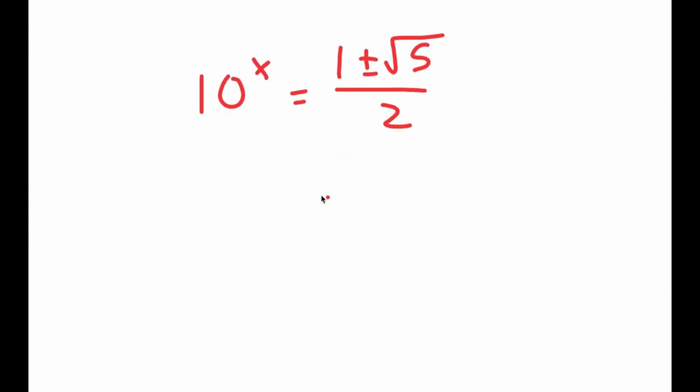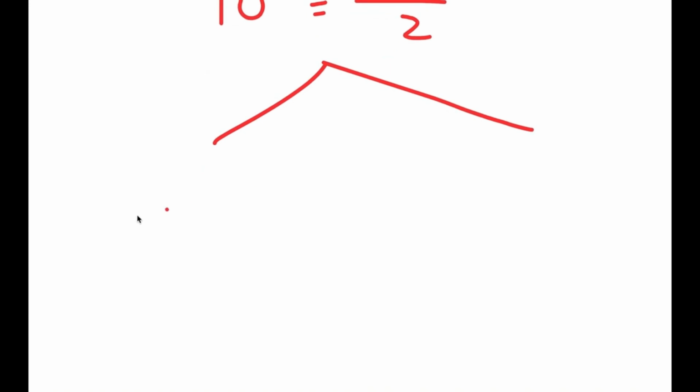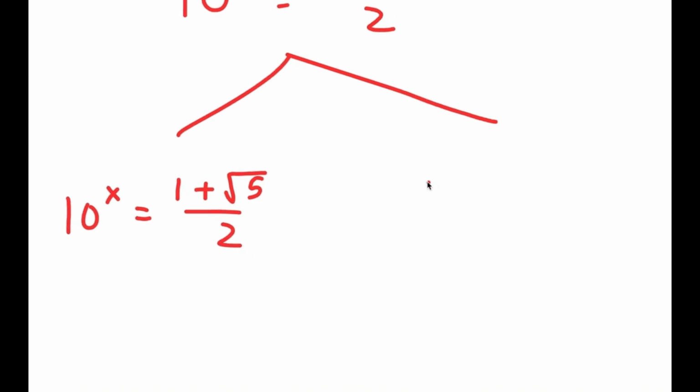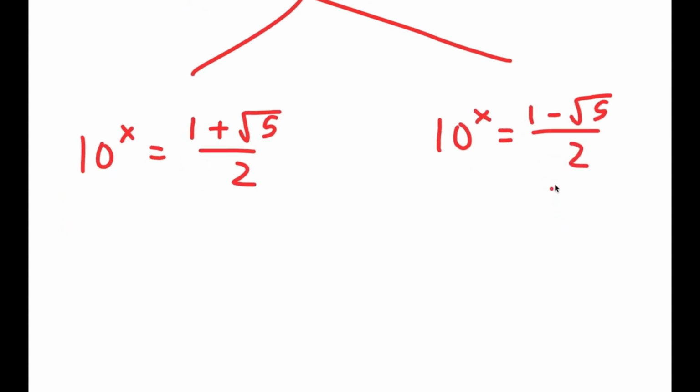Now, this gives me two equations. I get 10 to the power of x is equal to 1 plus the square root of 5 over 2, and I get 10 to the power of x is equal to 1 minus the square root of 5 over 2. So I'm going to first start with 10 to the power of x is equal to 1 plus the square root of 5 over 2.